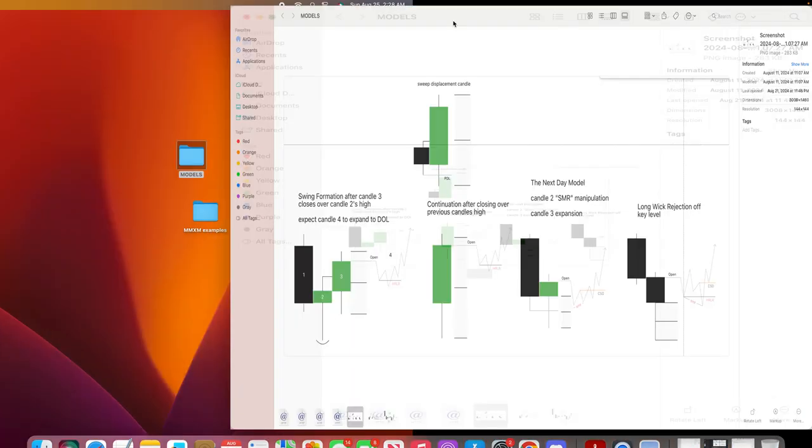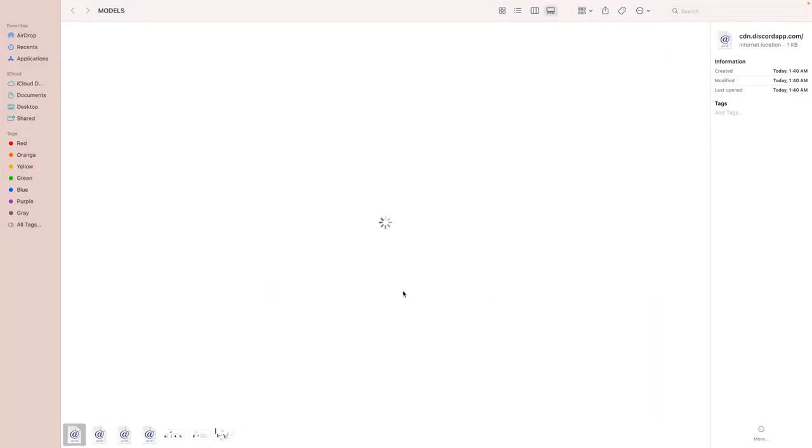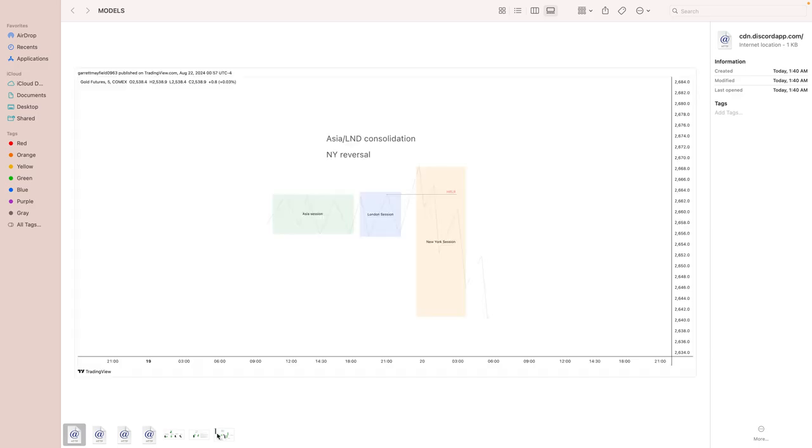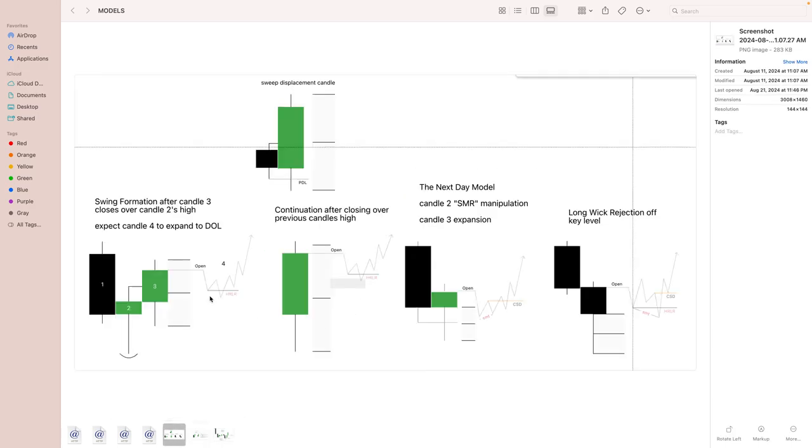So let's talk about the models here. First, let's talk about the session profiles. Now let's go over here actually. All right, so remember, this is the next day model, right? This is our higher time frame framework, right? Working off of highs and lows and fair value gaps, okay? And let's go over this one, right?